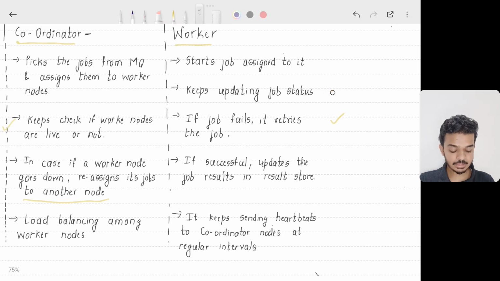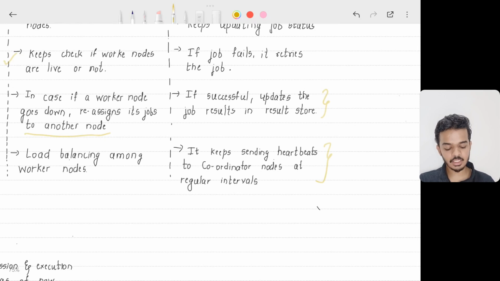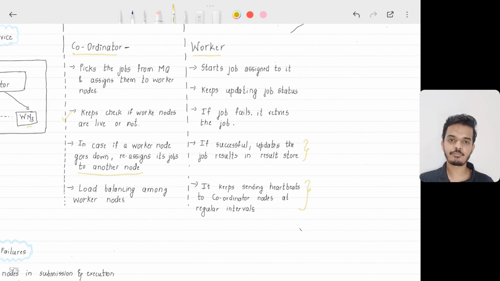Okay. Next thing is that if the job is successful, it updates the result of the successful job back into the result store. Okay. And it keeps sending, we had already discussed that it keeps sending heartbeats to coordinator nodes at regular intervals. So that are all the responsibilities of the worker node.